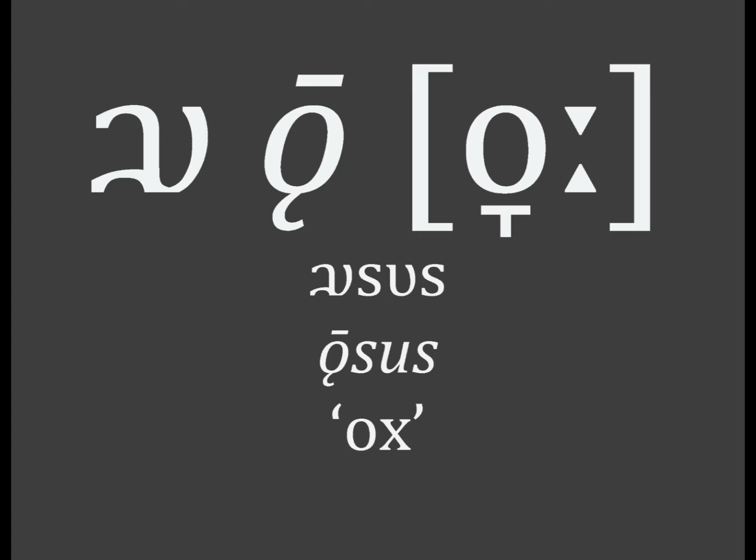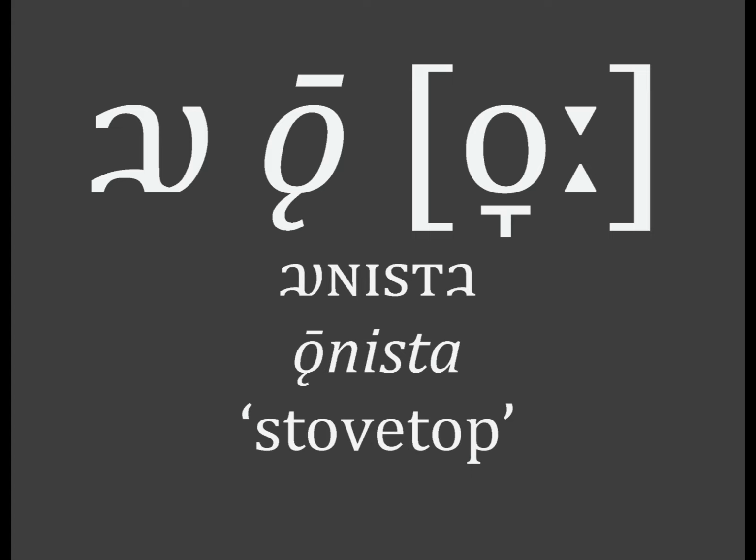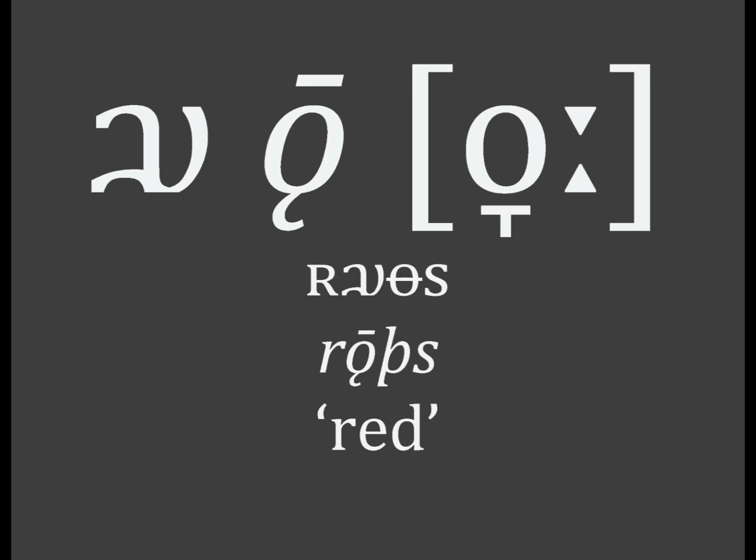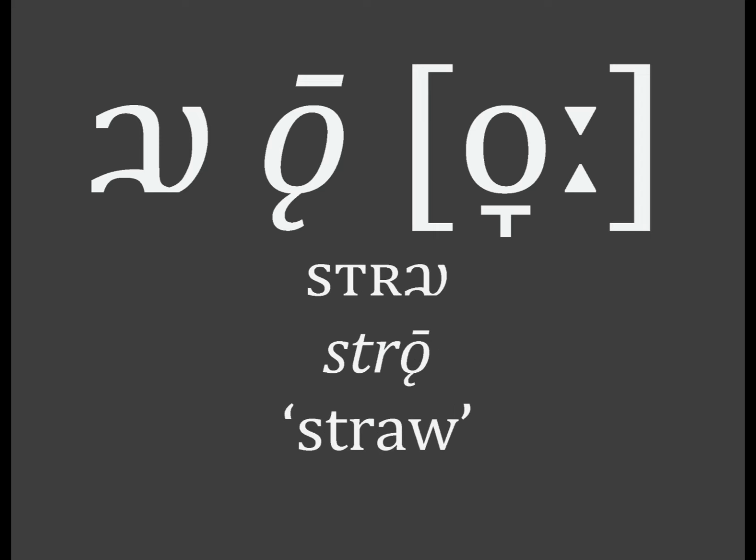Osus means ox. Though it does not have a short written equivalent, phonologically it is the long version of ore, a long mid-rounded back vowel. Osus is the second of two long vowels that exist as part of the alphabet, the other being eus. As such, it cannot be unstressed. It is transliterated by the letter O with an ogonek and a macron to indicate length, though be aware that in the Valthungian alphabet there is no macron. Onista, stovetop. Roths, red. Stro, straw or hay.